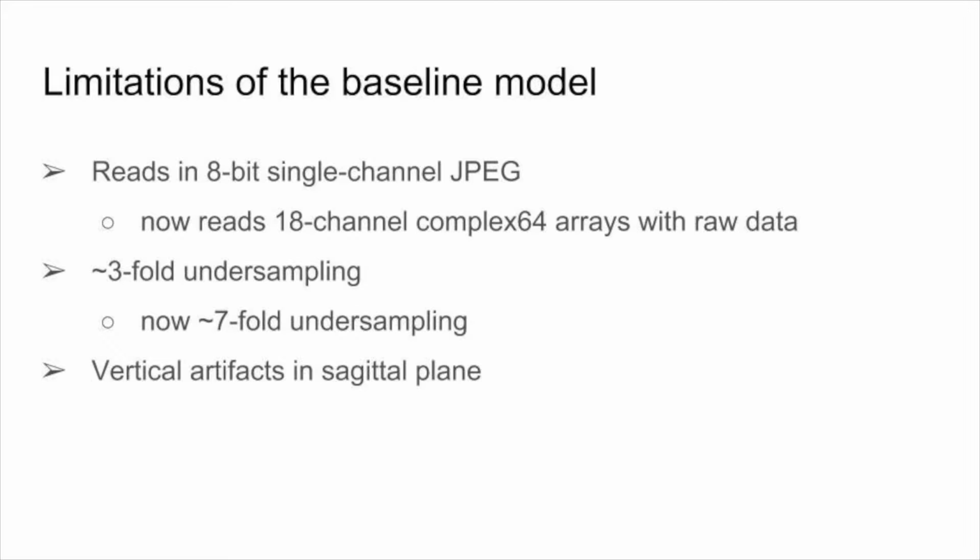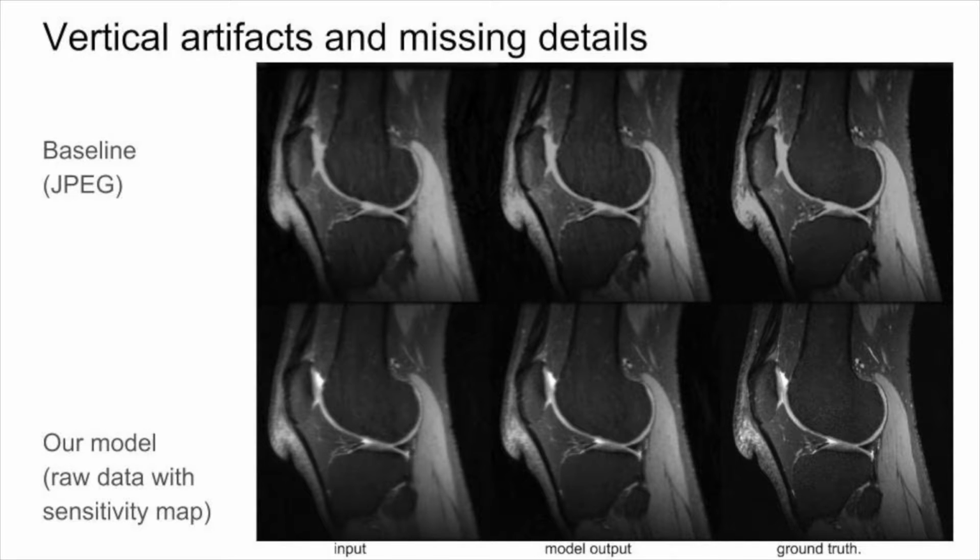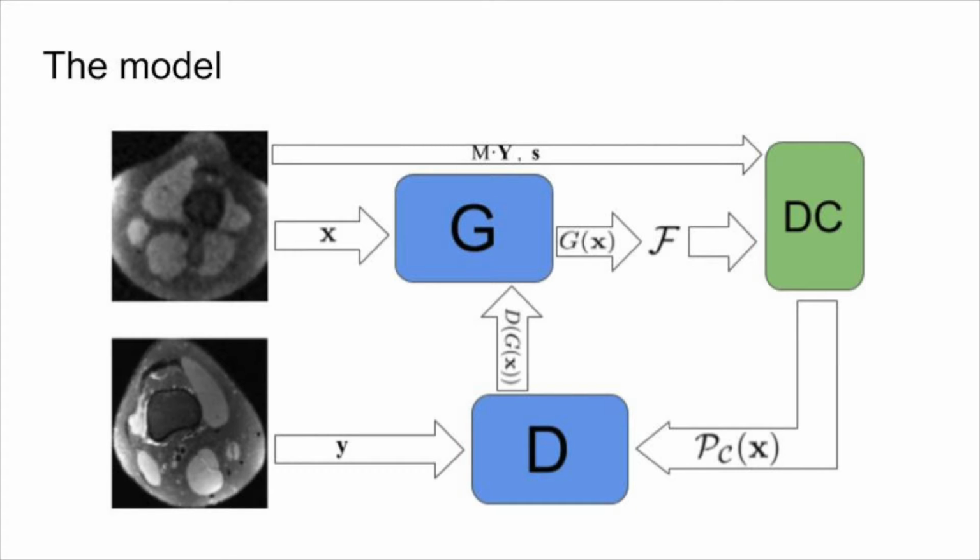We designed a new data feeding pipeline for multi-channel complex value data, while the baseline model uses a built-in JPEG decoder from TensorFlow. This figure in the sagittal view illustrates two problems from the baseline model. One is the missing bright regions due to converting to JPEG. Another one is the vertical artifacts from the synthesized input in the first row, which is barely noticeable in our case.